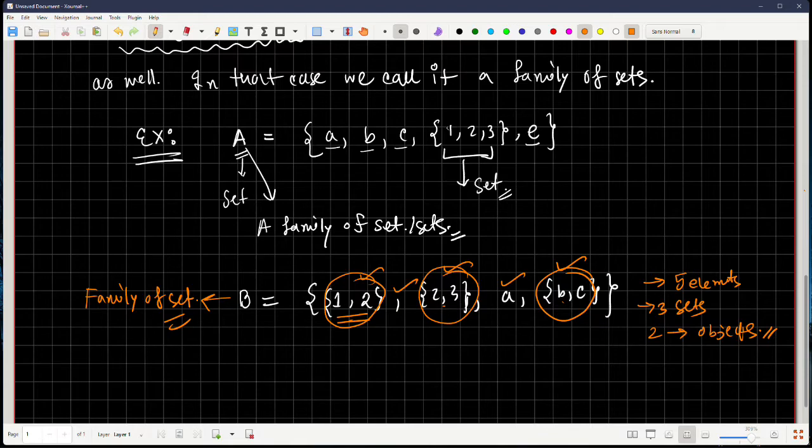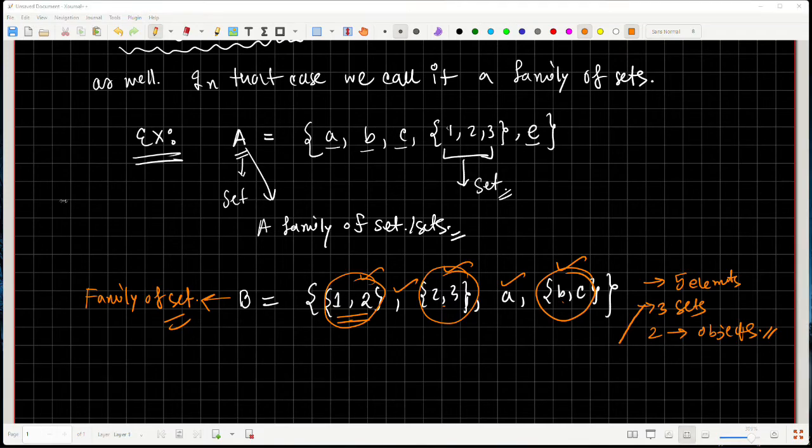Sir, can you just please repeat it? Okay, so you can have set elements as sets as well. So it's a set inside a set. In that case, you call the bigger set, or the set that's containing the other sets, a family of sets. Does that make any sense? That's the definition.